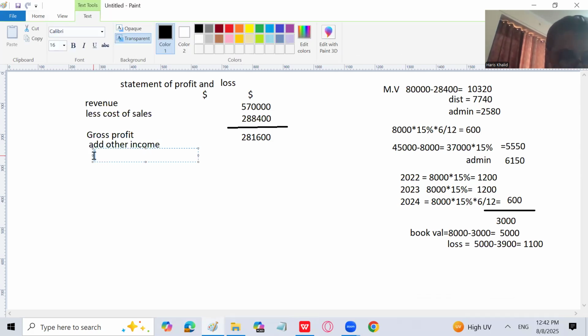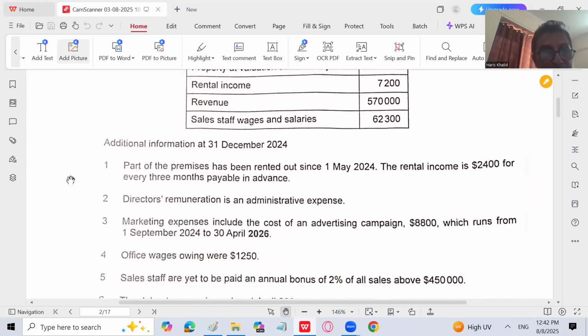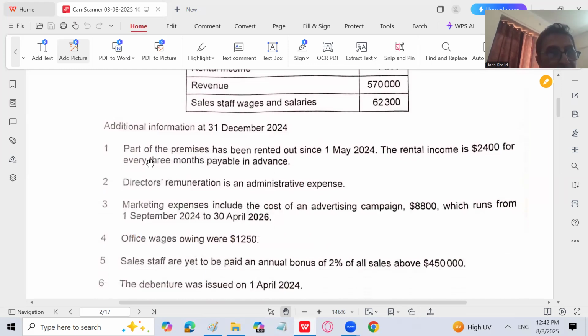So other income you will add, that is going to be your rental income. Let's see what the other income is given in the question. That is rental income 7,200. But there is an adjustment. There is additional information regarding the rental income. Part of the premises has been rented out since 1st May 2024. We are in the year of 2024. This is the current year. So we basically let out our premises for rent. That is the income which we are getting.